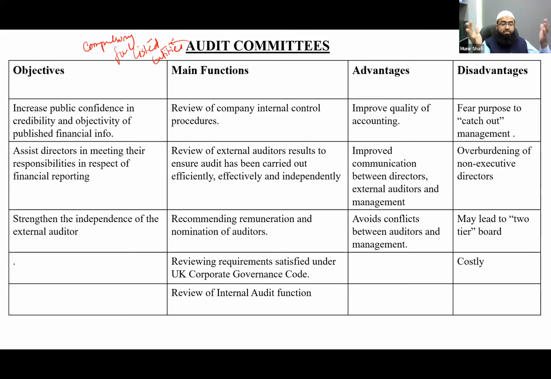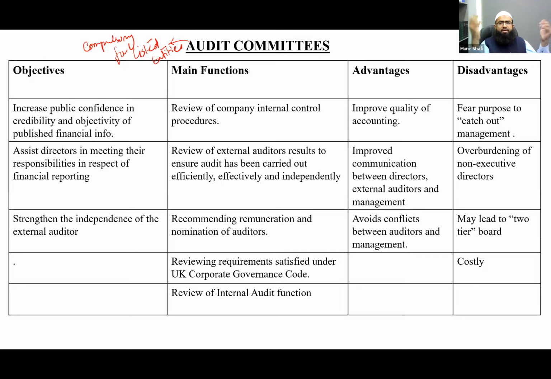Assisting directors in meeting their responsibilities in respect of financial reporting. Obviously, when the directors know that non-executive directors are sitting in the audit committee and will be asking questions, what has happened, what have you done, what is this adjustment all about, we have to be answerable to them. So they will be more responsible, more accountable. It also strengthens the independence of the external auditor, because the external auditor has direct access to the audit committee. Are you getting this? And the best enforcement comes from the top.